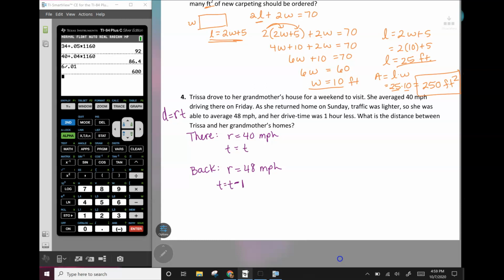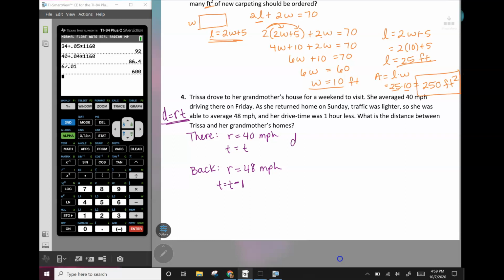Okay, so now that I have my variables, we want to figure out what the distance between Trissa and her grandmother's house is. Well, one thing I can tell you is that on the way there and on the way back, the distance did not change unless you took a different route, which we're assuming she did not. So with this formula, D equals RT, the two distances are going to be equal.